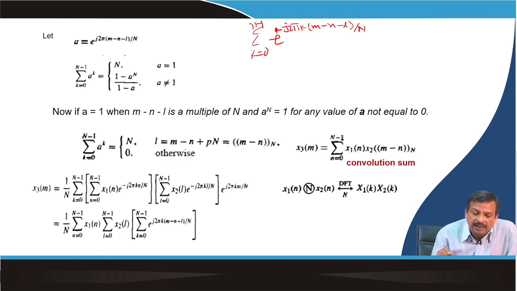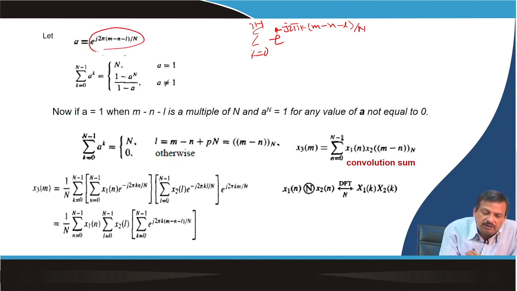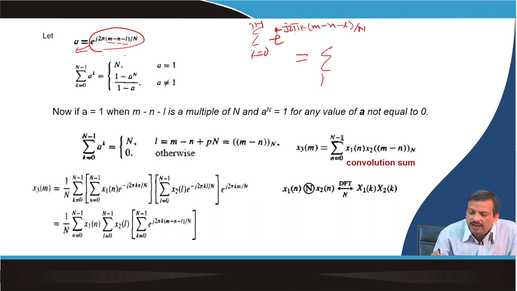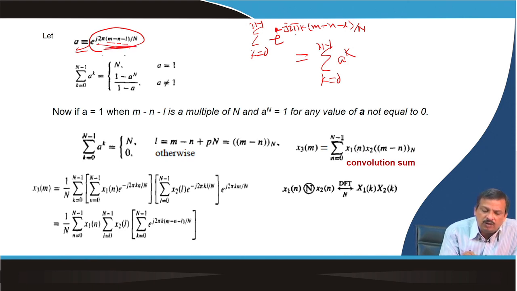Let's say a equal to this one, e to the power j 2 pi (m minus n minus l) by n is equal to a. So, I can say it is nothing but the sum over k equal to 0 to n minus 1 of a to the power k, because this expression does not have the k, so a to the power k is there. So, what is the summation of k equal to 0 to n minus 1 of a to the power k?